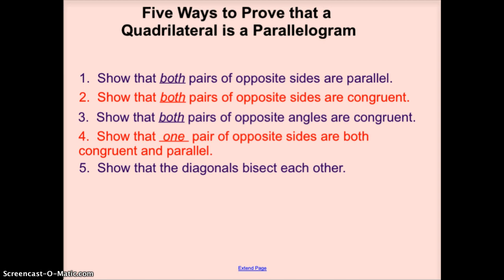So there are 5 ways to prove that a quadrilateral is a parallelogram. This is also found in your textbook if you wanted to write it down. You need to prove one of these 5 ways. Both pairs of opposite sides parallel, both pairs of opposite sides congruent, both pairs of opposite angles congruent, or one pair of opposite sides are both congruent and parallel. Or you could show that the diagonals of a quadrilateral bisect each other. Any one of these 5 ways would be a perfect way to show that a quadrilateral is a parallelogram.